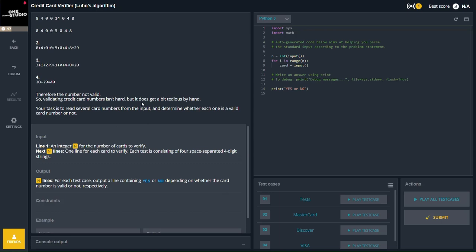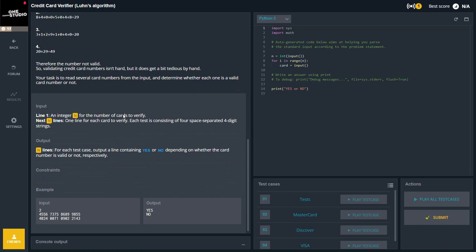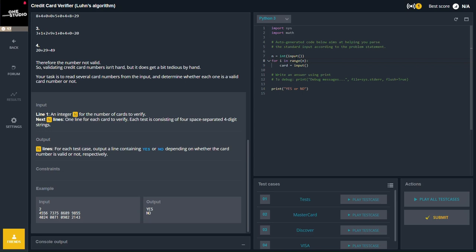Your task is to read several card numbers from the input and determine whether each one is a valid card number or not. I'm using Python for the solution, so the first line is an integer n for the number of cards to verify. Then a for loop, one line for each card to verify.